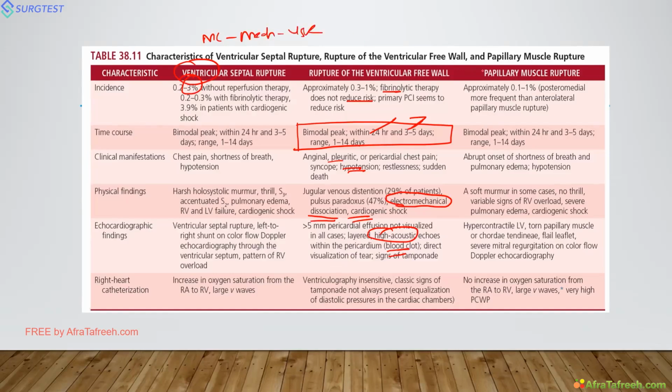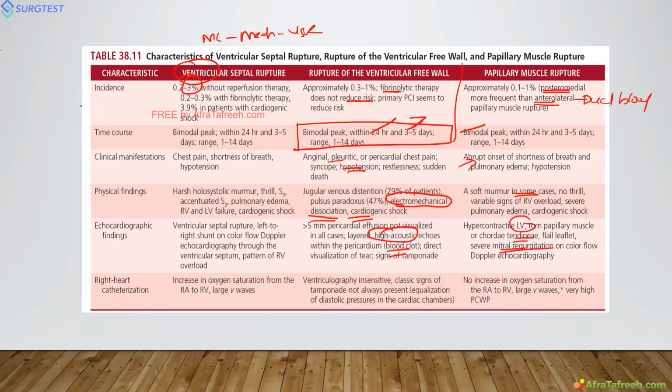Then papillary muscle rupture: posteromedial is more frequent than anterolateral, because the anterolateral has a dual blood supply while the posteromedial has a single blood supply. Same bimodal peak, abrupt onset of breathlessness, and the same acute MR murmur will be there. In echo, you can see the flail leaflets, MR, all these things.